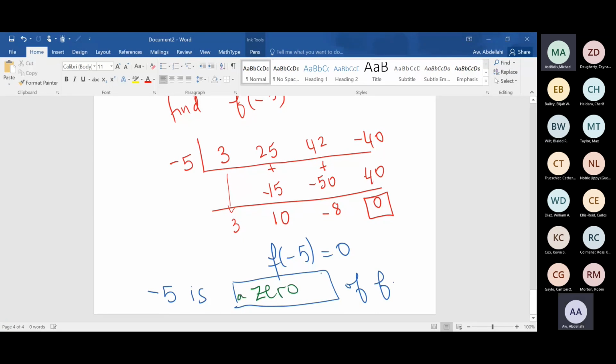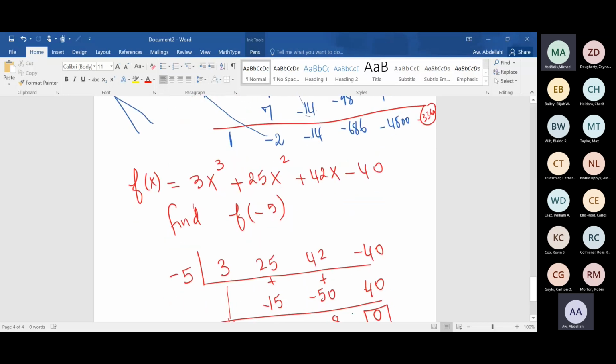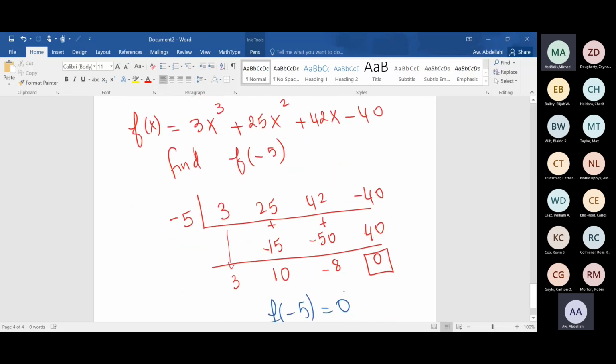f. So basically what we're saying here, synthetic division can be a very quick tool to find who is a 0 and who is not a 0, right? If you ask me whether this number is a 0, I can use synthetic division to answer that question. Again, I repeat, synthetic division is easier than plugging in numbers.